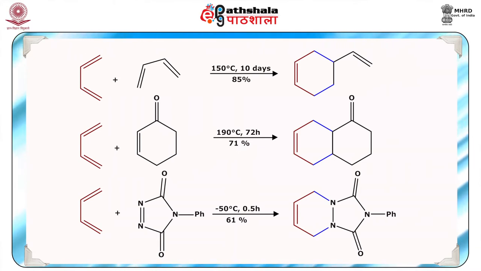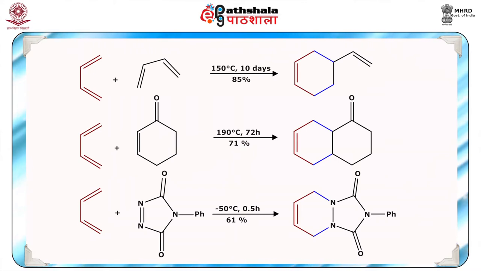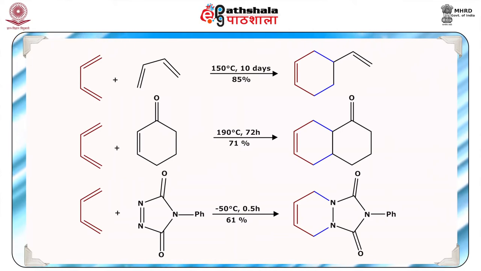Substitution on the diene also enhances the rate of reaction, provided the substituents are electron donating, like methyl, alkoxy and amine, to name a few. Following are examples of some reactions where, due to the change in nature of the dienophile, there were drastic changes in the rate of reaction.